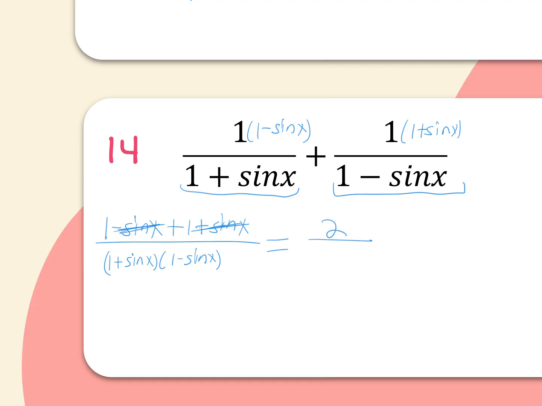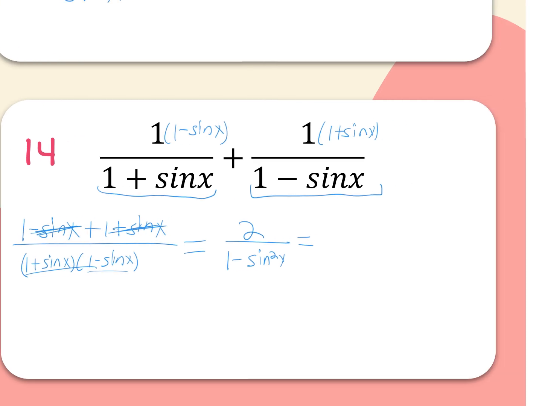Over the bottom now, hopefully you realize, is a pattern, right? I have a 1 plus sine of x, 1 minus sine of x. That's the same as a difference of squares, or one of our special products, right? We can just square the first minus square the second. So I get 1 minus sine squared x. And then looking at one of our identities that we've done a ton already, this entire denominator is going to become cosine squared x.